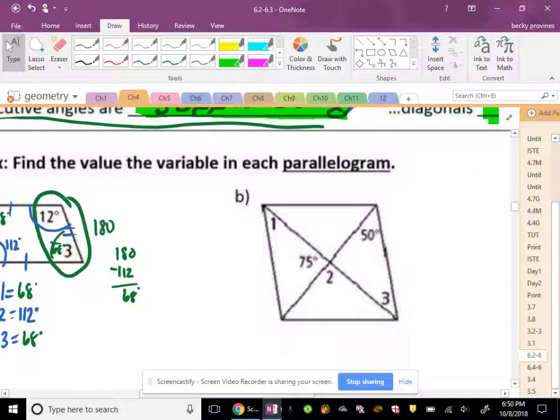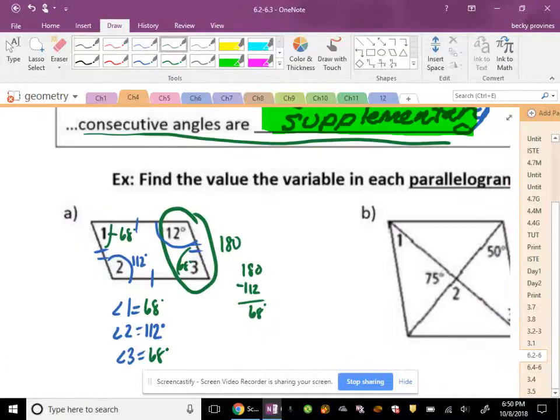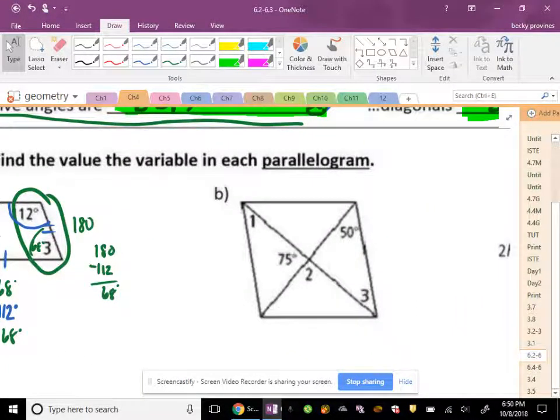Okay, now looking at part B here, I see a linear pair. So we know from chapter 1, linear pair angles have a sum of 180. So to get angle 2, I'm just going to take 180 minus 75 to get 105. And this is angle 2.